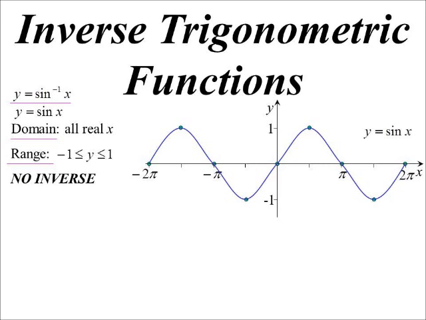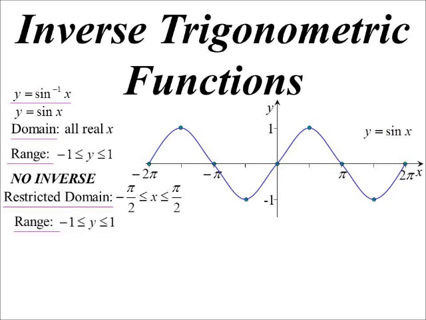What we really need is one piece of the curve that simply goes from the bottom to the top or the top to the bottom. So there's several pieces we could pick there. But if I want to include the origin, the logical spot to pick would be from minus pi on 2 to pi on 2. Now, that means that the whole range stays in play. The inverse then is y equals the inverse sine of x.